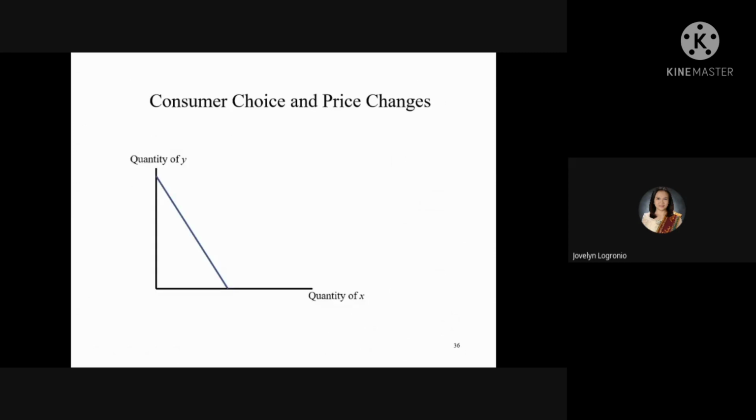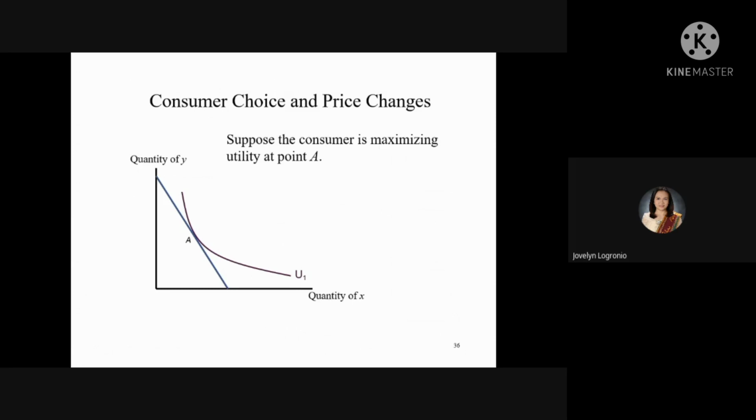Okay, let's illustrate now the two effects. Illustrate the substitution and income effects. Suppose the consumer is maximizing utility at point A. So point A is the optimum point, or the utility maximizing point, because the budget line and the indifference curve ay tangent.